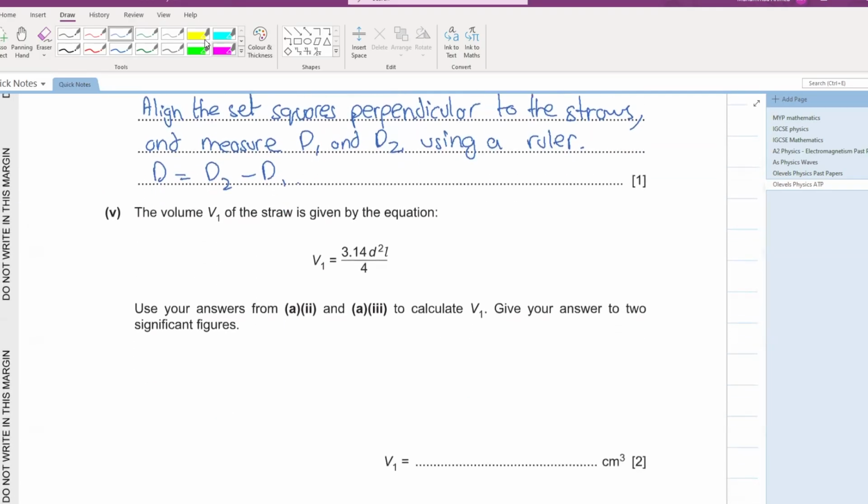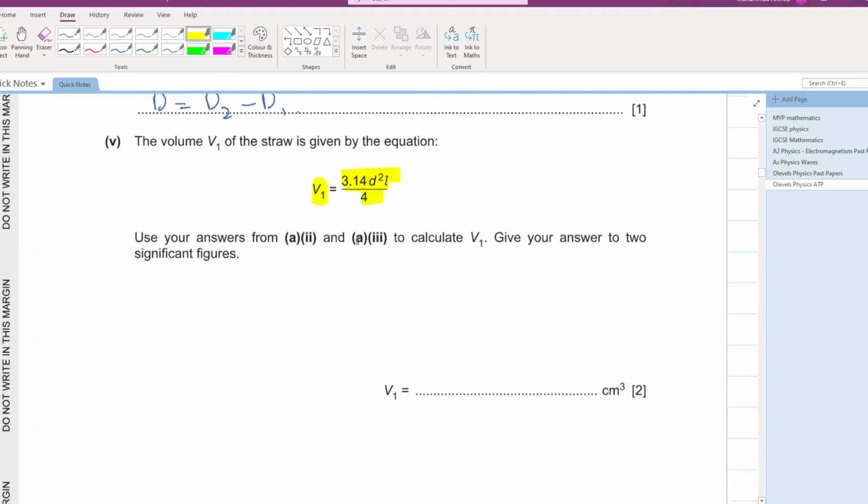Perfect. The volume V1 of the straw is given by this equation. Use your answer to part A2 and A3 to calculate V1. Give your answer to two significant figures. The examiner has specified that you have to give your answer to two significant figures. How will you calculate the volume? Volume V1 is equal to 3.14 into D square.